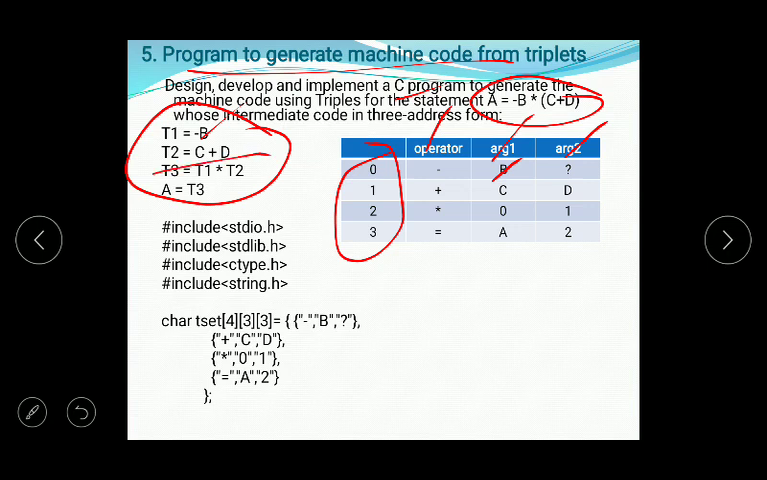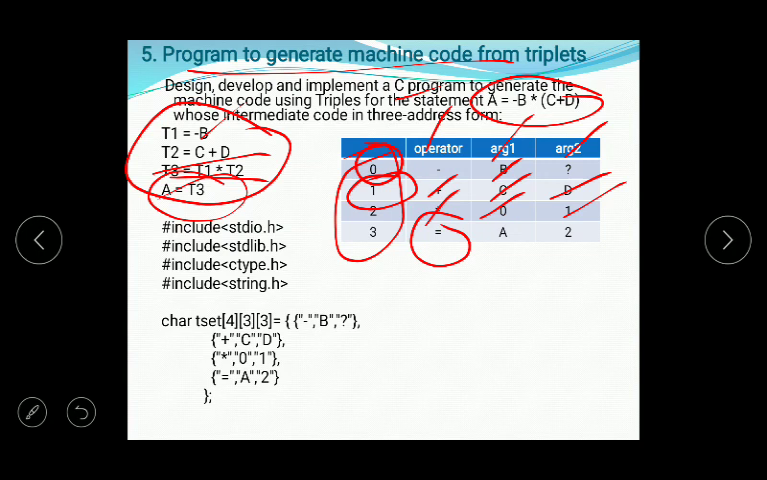Okay, second line T2 = C + D. So the operator is plus, the first argument is C, the second argument is D. Third line T1 * T2, the operator is star. Then argument 1 is index 0, that is minus of B. Argument 2 is C + D, which is indicated by index 1. So 0 and 1. And the last line A = T3 is implemented like this. The operator is equal to, argument 1 is A, argument 2 is T3. T3 means this index 2.